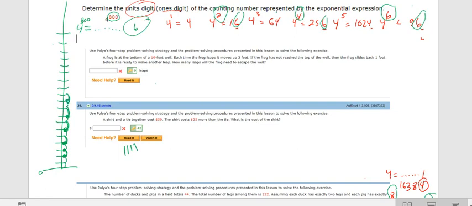1, 2, 3. It comes back down. That's 5. 1, 2, 3. It comes back down. That's 6. 1, 2, 3. It comes back down. That's 7. 1, 2, 3. It comes back down. That's 8. 1, 2, 3. So it gets to the top. It doesn't have to come back down. So that was the last hop. And so we're going to have 9 leaps.